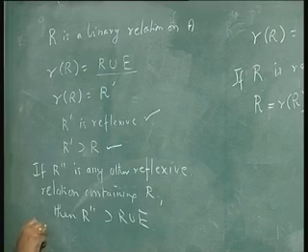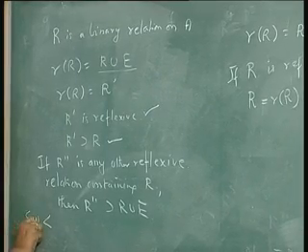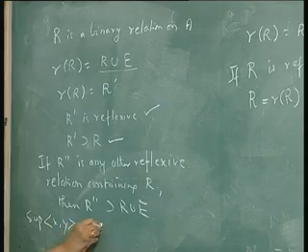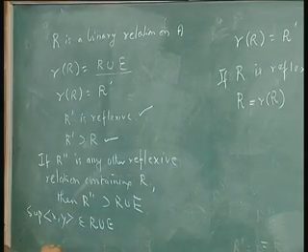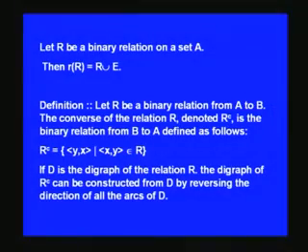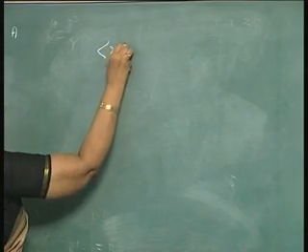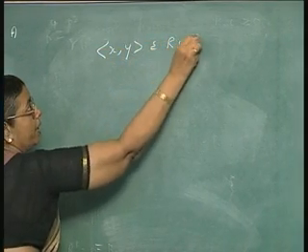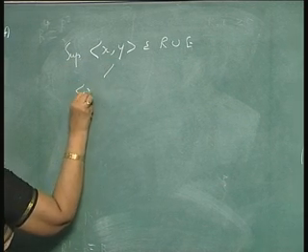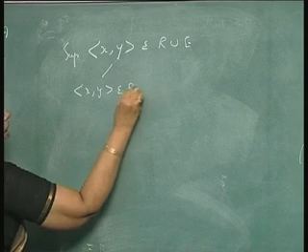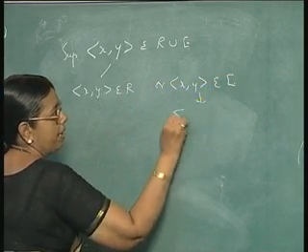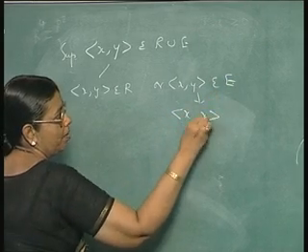This can be easily proved. Suppose xy belongs to R union E. There are two possibilities. One is xy belongs to R, or xy belongs to E, and in this case it will actually be of the form xx. E means it will be of the form xx.